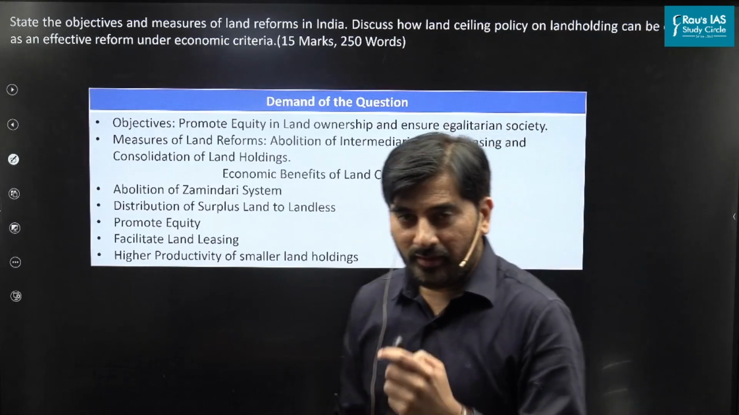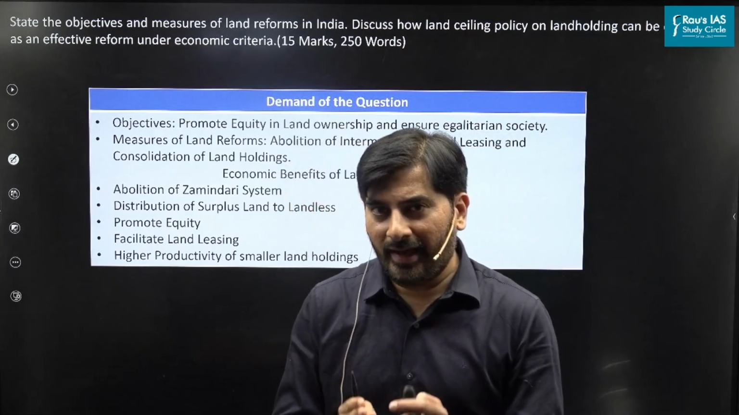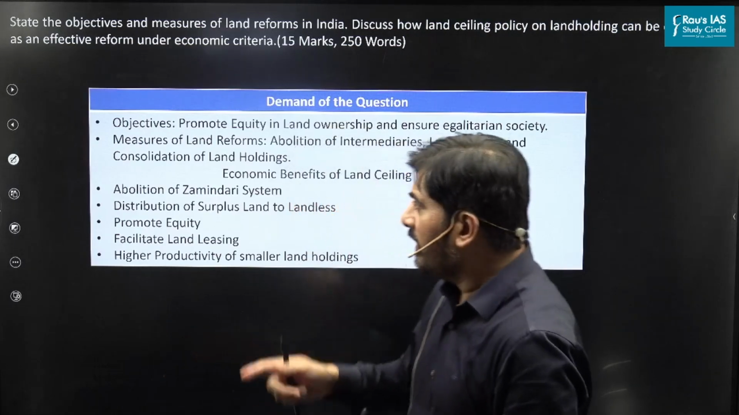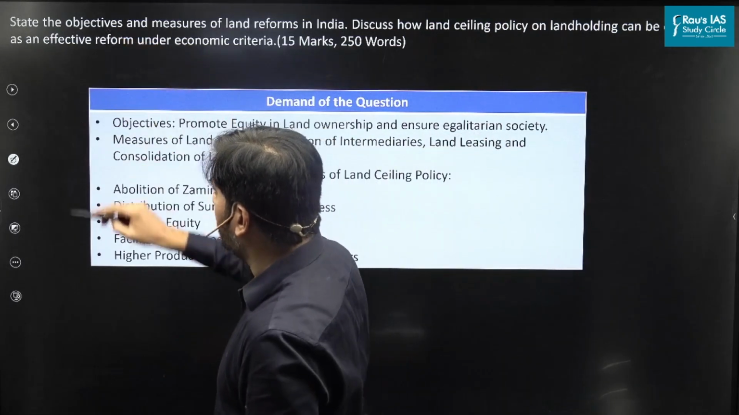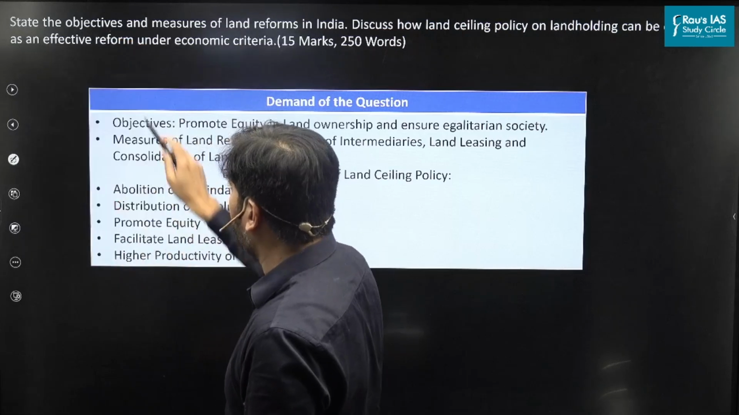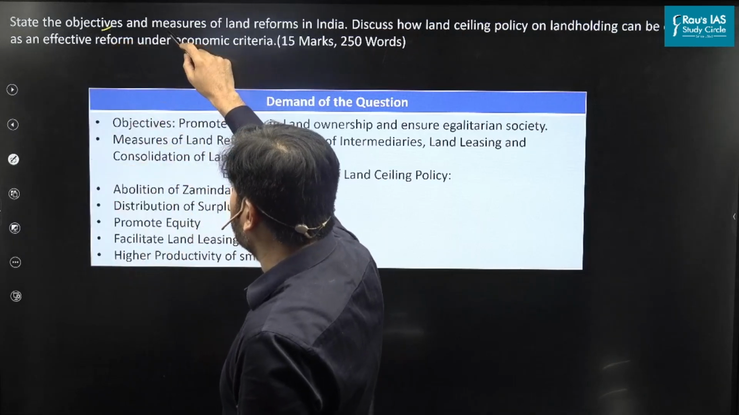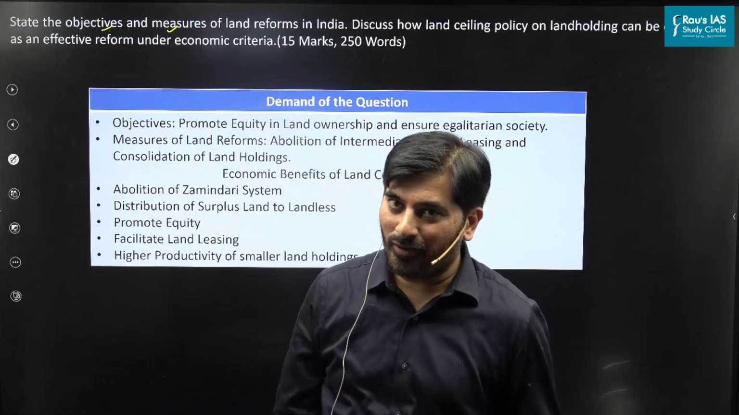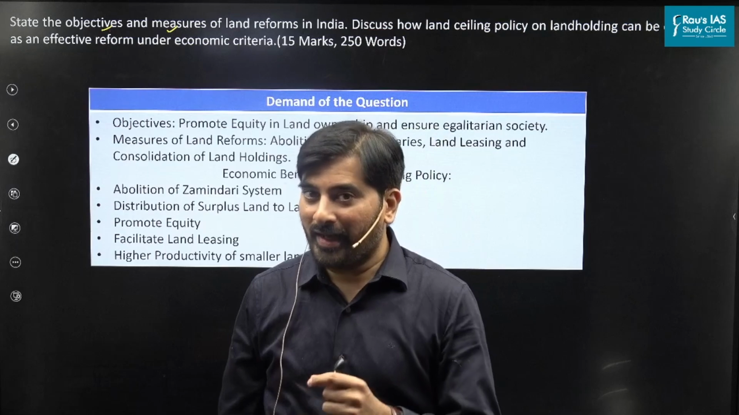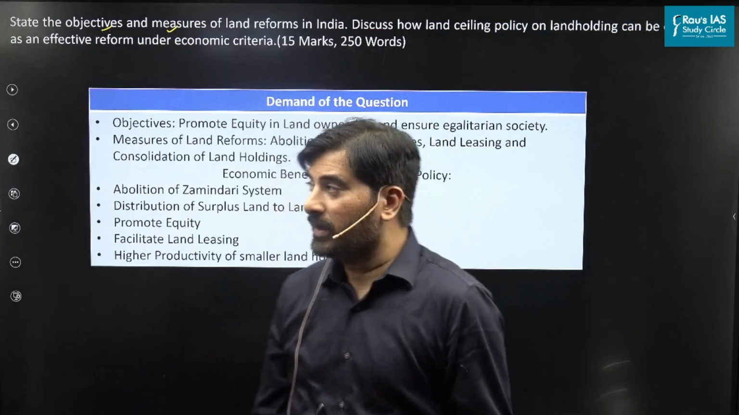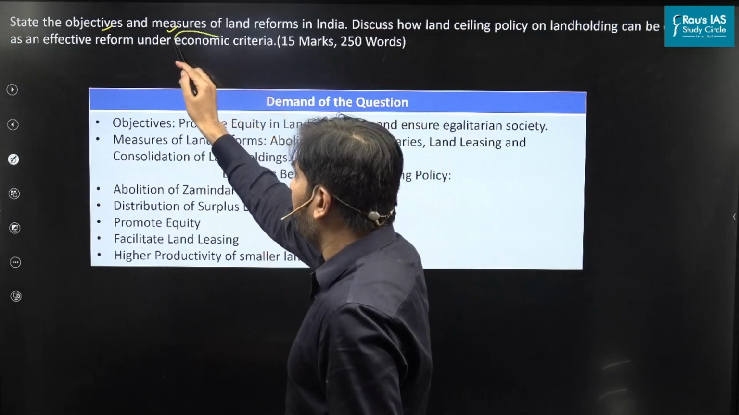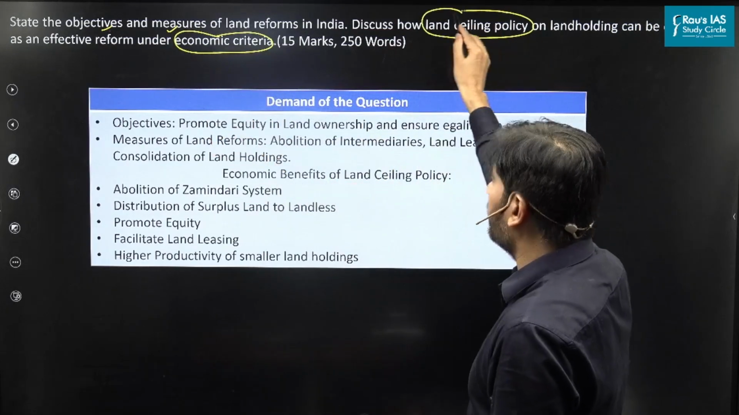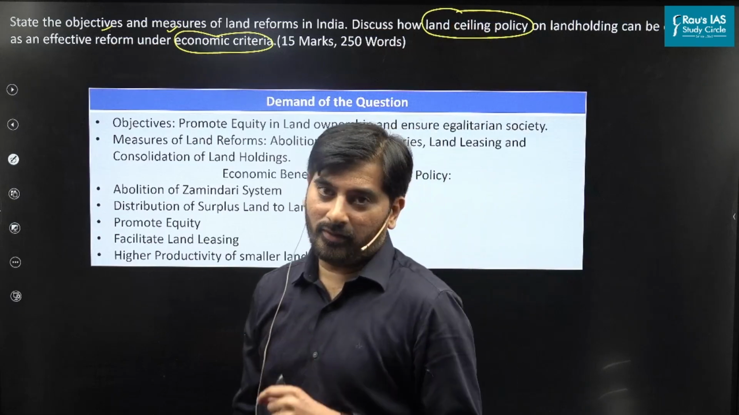When you read the question, it has three important parts. The first part is with respect to the objectives of the land reforms. The second part is with respect to measures, that is, what were the components of land reforms. The third dimension was with respect to the economic benefits of the land ceiling policy. So there are three parts to the question.